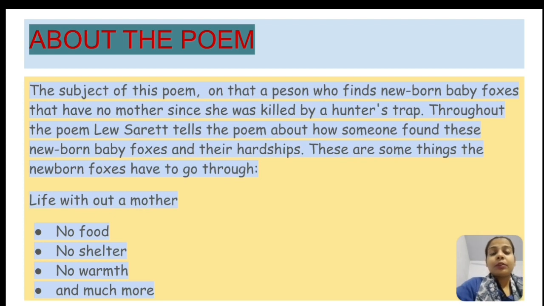themes. Now if I talk about this poem, this poem is about a person who finds newborn baby foxes that have no mother since she was killed by a hunter's trap. Throughout the poem, LEW tells how someone found these newborn baby foxes and their hardships in life. These are some things the newborn foxes have to go through, and you can't imagine a life without a mother. A life without a mother means no food, no shelter, no warmth and much more. So the poet knows that it is going to be very difficult for these baby foxes to survive. That's why he begged nature to show some mercy on them. Now let's see stanza by stanza the explanation of this poem.